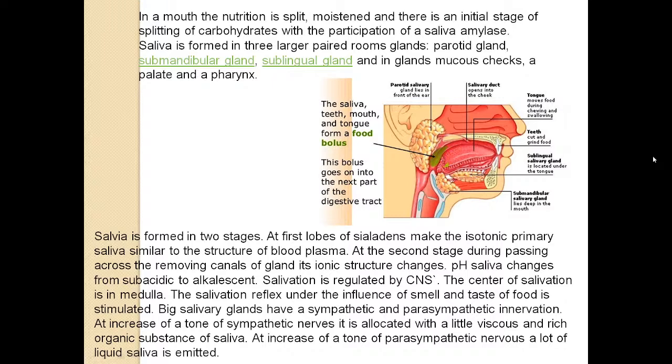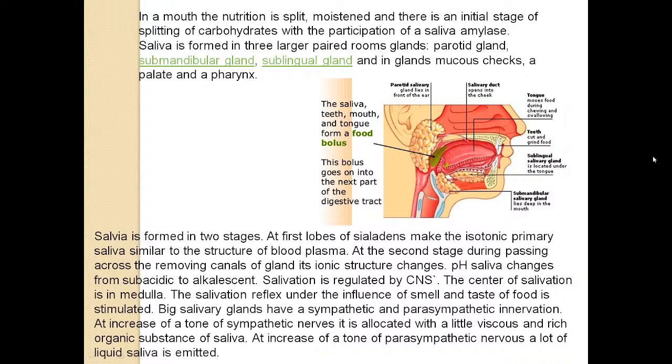At first, the acini of the salivary glands make the isotonic primary saliva, similar to the structure of blood plasma. At the second stage, during passing across the excretory canals of the gland, its ionic structure changes. The pH of saliva changes from subacidic to alkalescent.